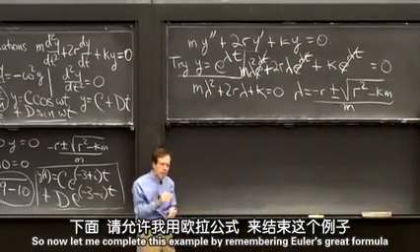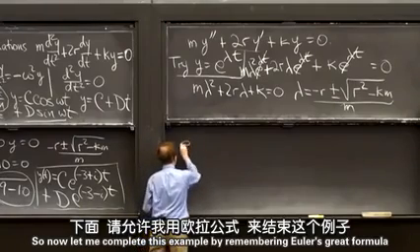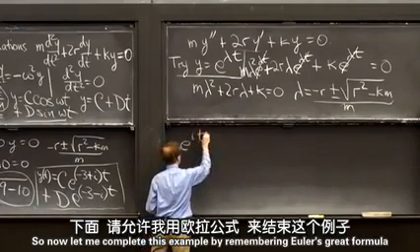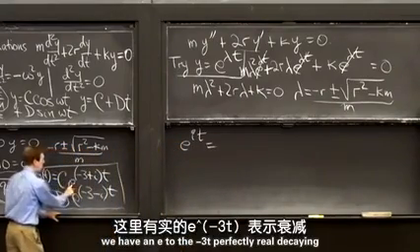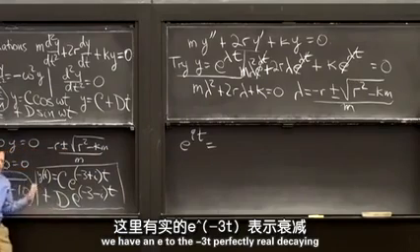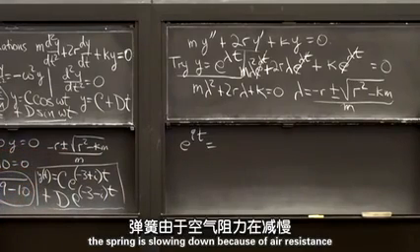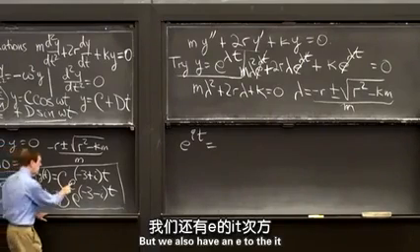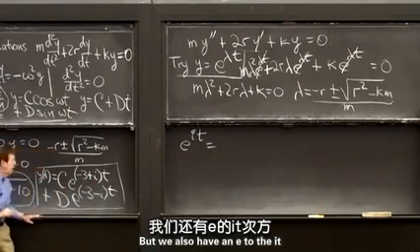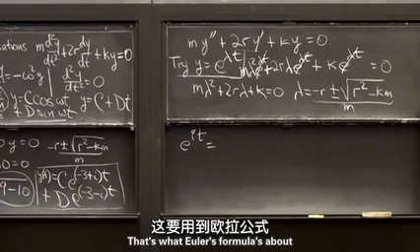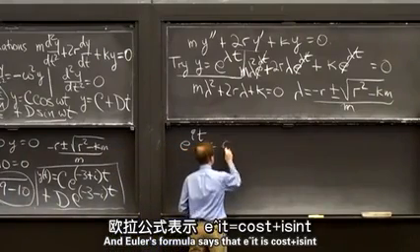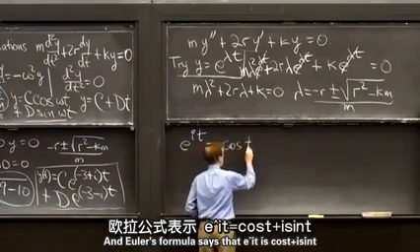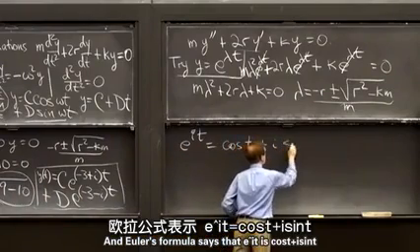So now let me complete this example by remembering Euler's great formula for e to the it. Because you see, we have an e to the minus 3t, perfectly real, decaying. The spring is slowing down because of air resistance. But we also have an e to the it. That's what Euler's formula is about. And Euler's formula says that e to the it is the cosine of t plus i times the sine of t.